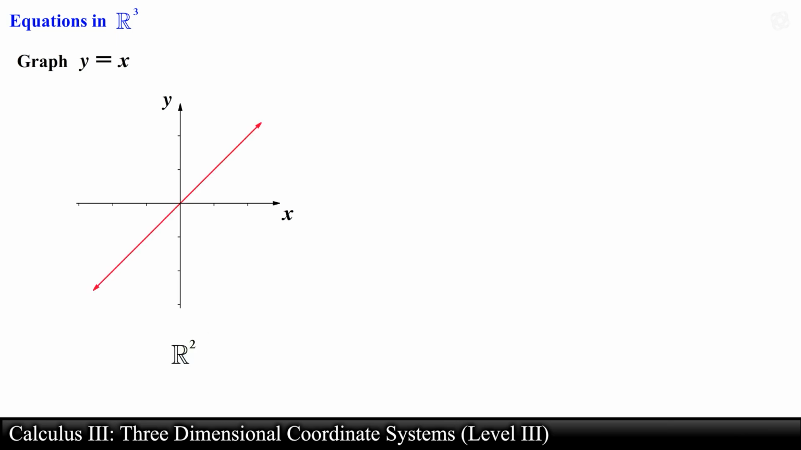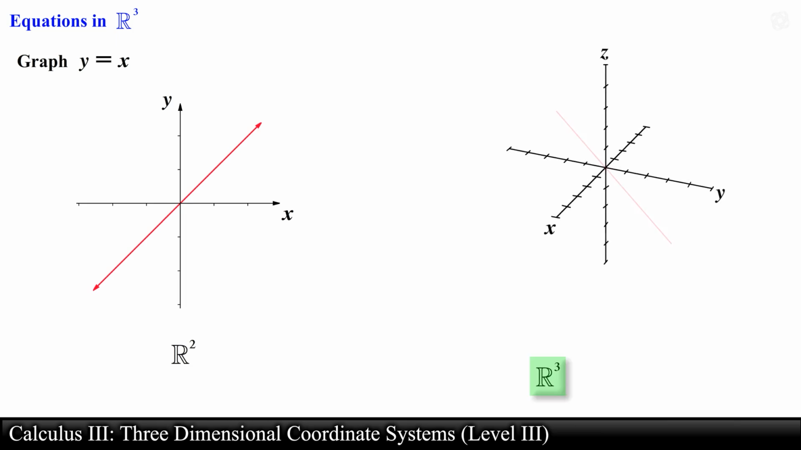Now, if we were to graph this equation in R cubed, we would obtain the same curve in the xy plane. This curve has a y-intercept of 0 and a slope of positive 1. But notice that the variable z is not mentioned in the equation, meaning we have not specified z in any way, so we must assume that z can take on any value. This means that any particular value of z will get a copy of this line.